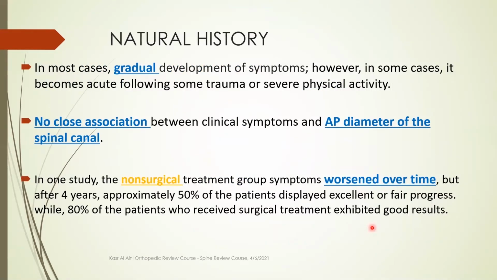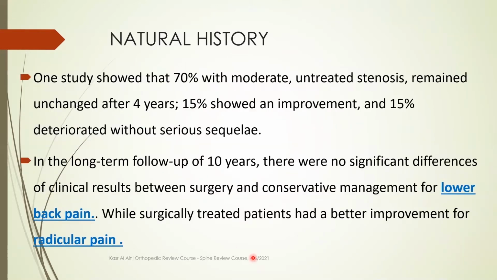Natural history. In most cases, symptoms develop gradually. Sometimes it occurs in acute form, like following trauma or physical activity. There is no close association between the anteroposterior diameter of the canal and the clinical symptoms. In one study, in the non-surgical treatment group, symptoms worsened over time, but at 4 years, 50% of patients had good results, while 80% of surgically treated patients had good results.